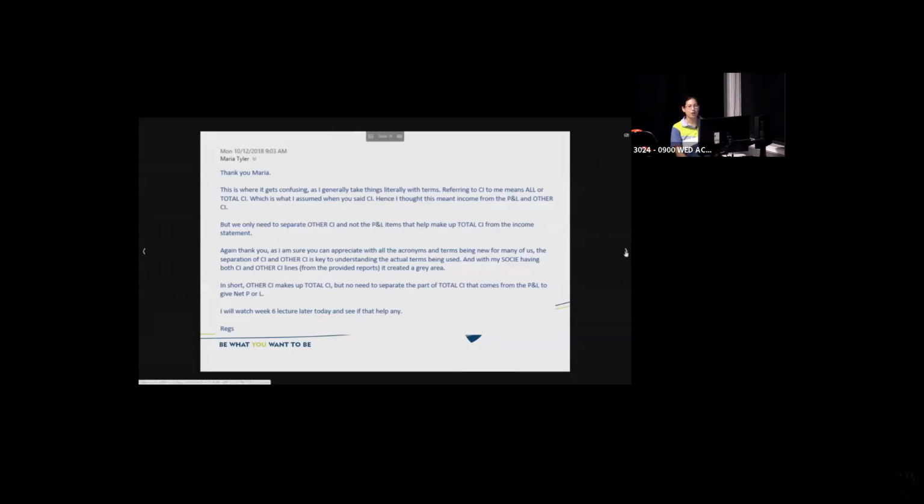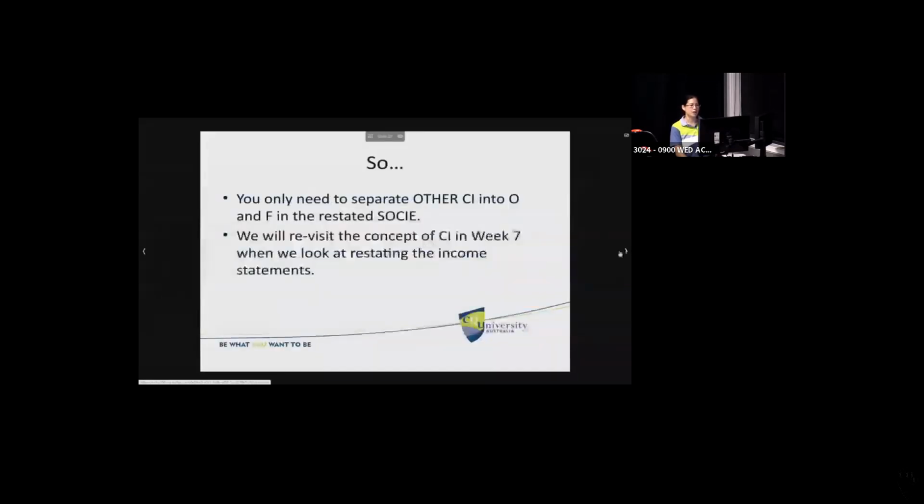That's a very good point. I do mention that in the recorded videos. You only need to separate other CI, which is your items of comprehensive income, into O&F when you are restating your statement of changes in equity. Okay? Total CI is your profit or loss plus your other CI. So other CI and total CI are separate. And again, we will revisit the concept of comprehensive income because we all love it so much. Well, you will by week 7 when we look at restating the income statements.